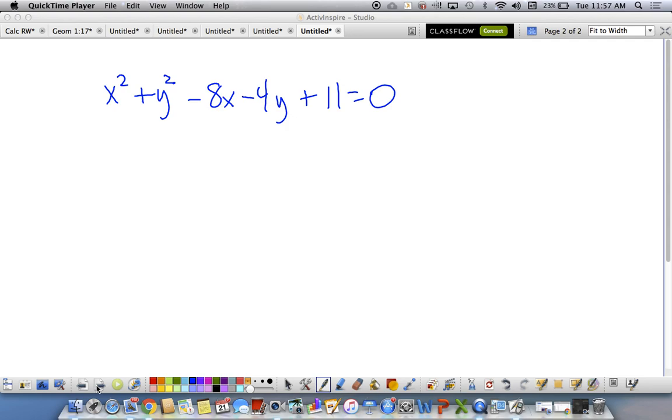So now, what should we do with this? If I want it in standard form, where is the origin?